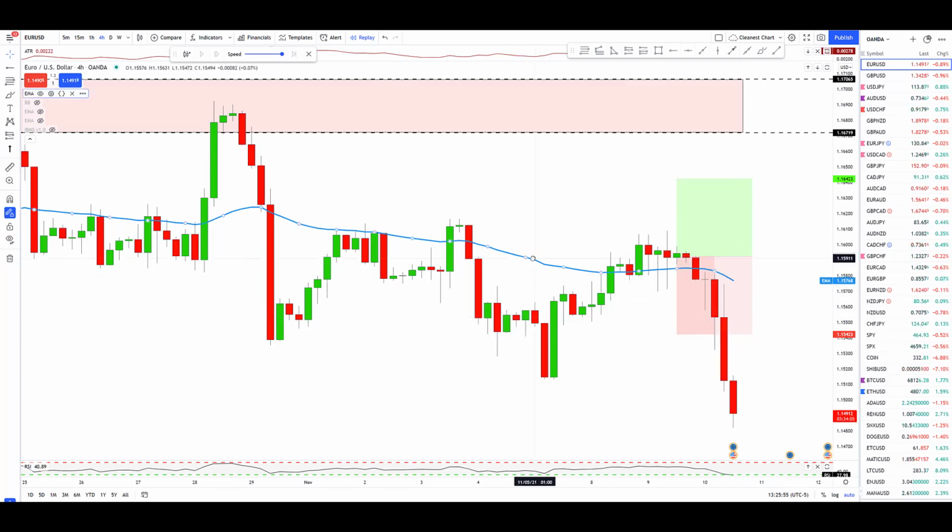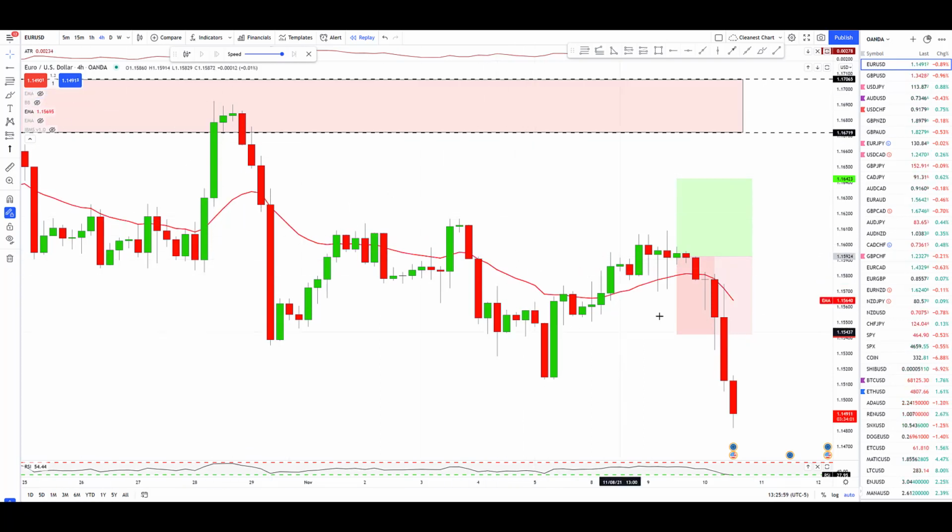Don't be confused about this line. This is the 50 EMA. I should have changed that to red before doing this video, but here's the 20 EMA. Don't get confused. It was just a different moving average I had on the screen for something different I was doing earlier. But that is an example of a live long trade using the 20 EMA-R strategy.